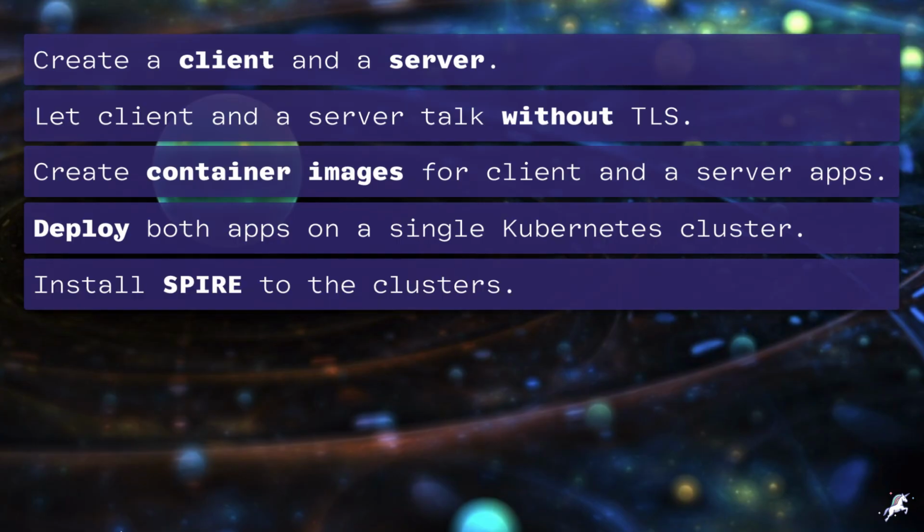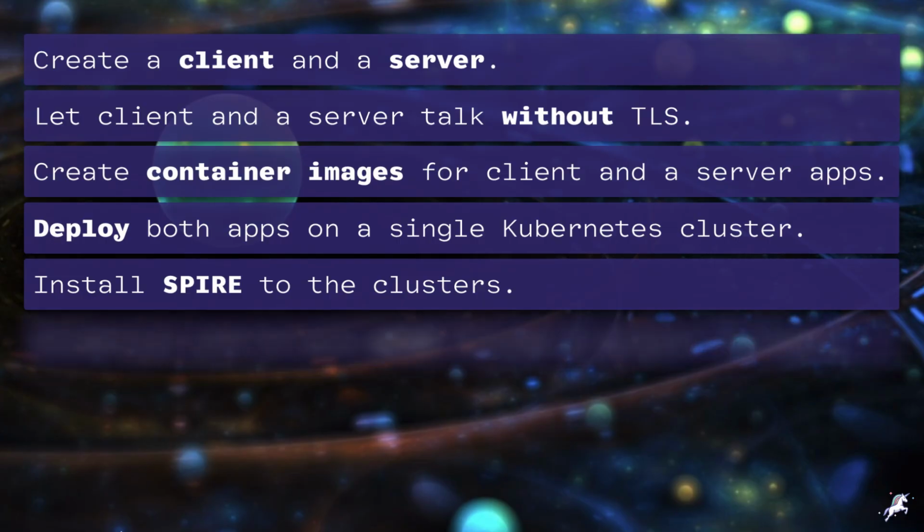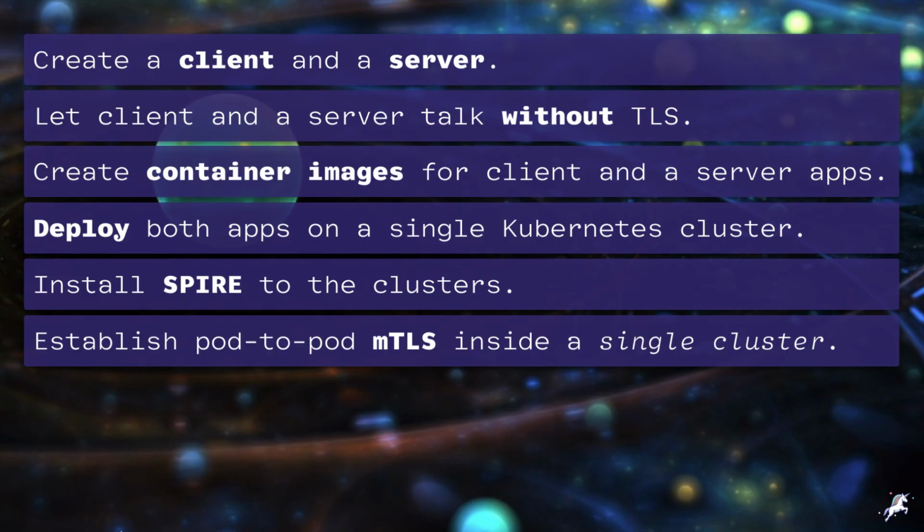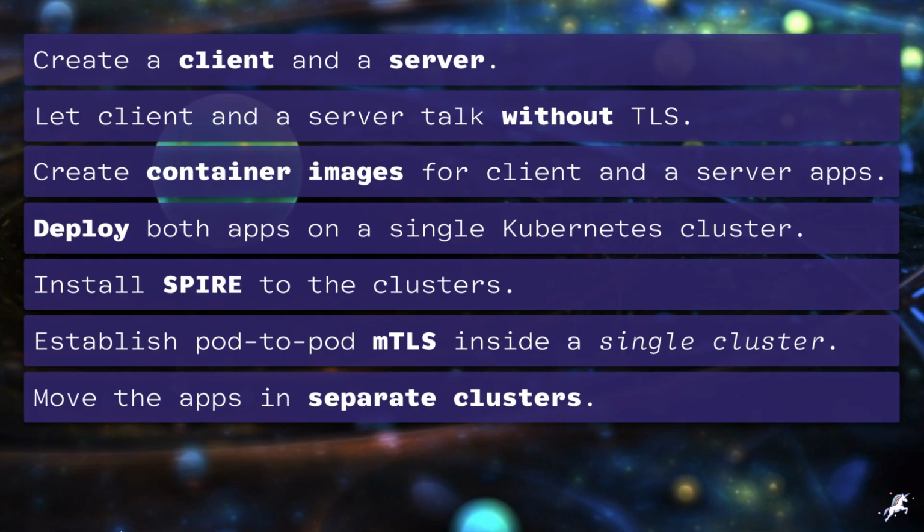Then we'll install SPIRE to both of the Kubernetes clusters to help us establish the building blocks of our federated secure communication. Then we'll establish a pod-to-pod secure mTLS communication inside a single cluster to start with. And after that, we'll move one of the applications, which is the client application, from one cluster to the other. So each cluster will have a single application in itself.